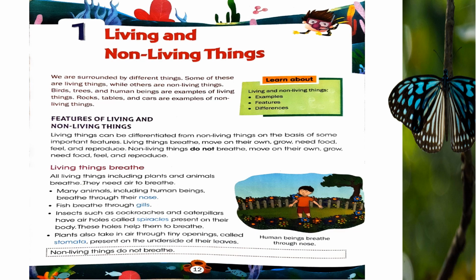Living things breathe. All living things, including plants and animals, breathe. They need air to breathe. Many animals, including human beings, breathe through their nose. Fish breathe through gills. Insects such as cockroaches and caterpillars have air holes called spiracles present on their body. These holes help them to breathe. Plants also take in air through tiny openings called stomata present on the underside of their leaves.